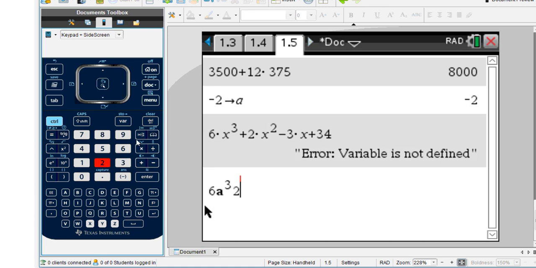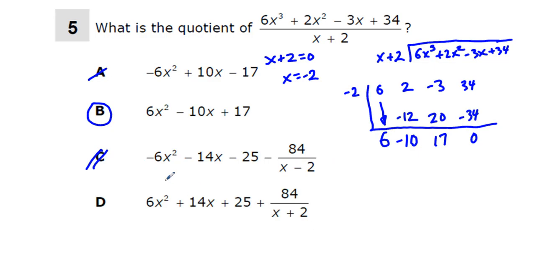Plus 2a squared, minus 3a, plus 34, we should get 0. Get 0, which shows that it is a factor. And so that would get you between A and B. B is the right answer. Okay, next.